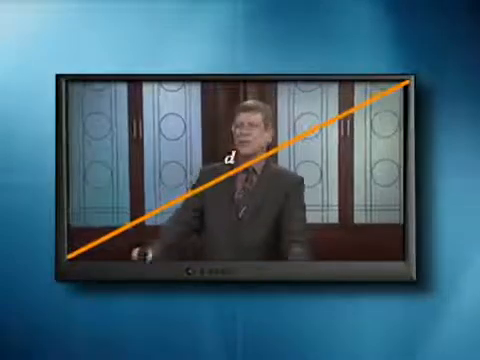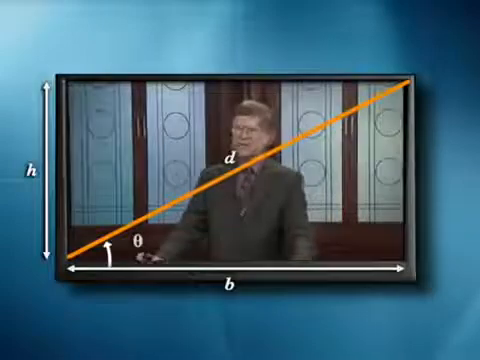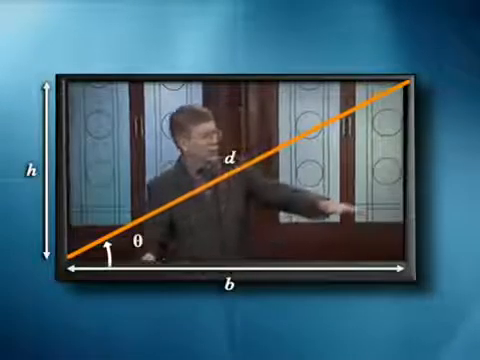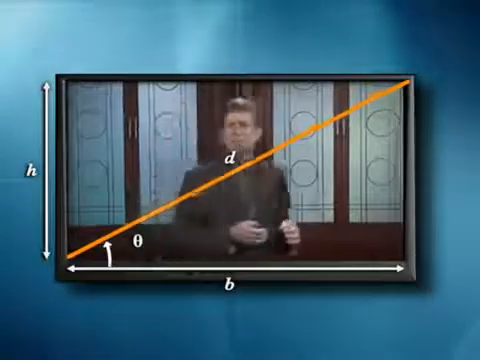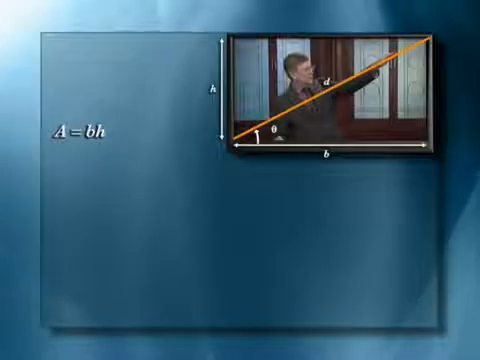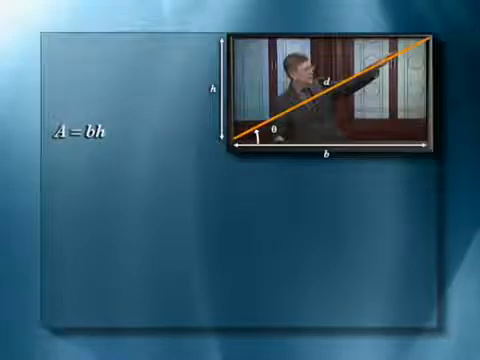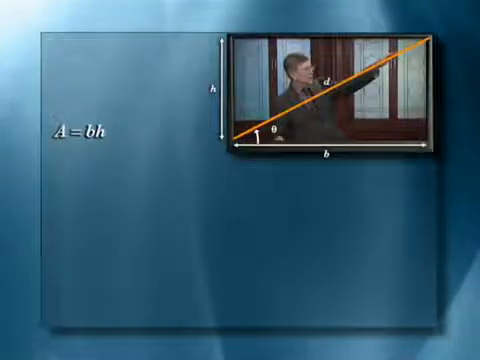So here's kind of a picture of a television set. I've labeled the diagonal D, and there's also a height H and a base B, and then the angle theta is the angle from the horizontal up to the diagonal. Let's find the viewing area under this scenario. The area of our television is base times height, B times H, and we can figure out B and H using trigonometry.